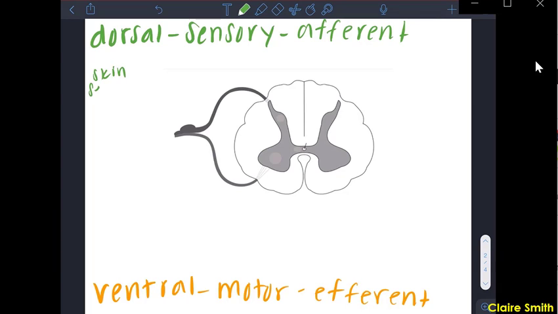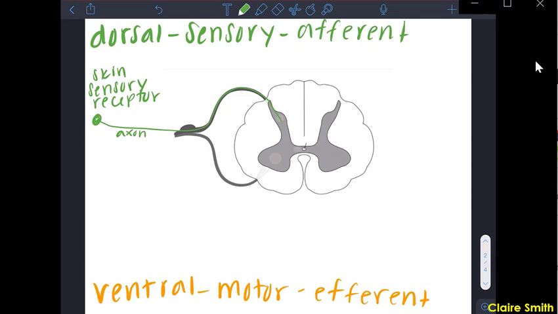For a reflex arc, we're going to start with some sort of sensory receptor out in the periphery. It could be a thermoreceptor on the skin, it could be a muscle spindle fiber looking at stretch, any sort of sensory receptor in the periphery.